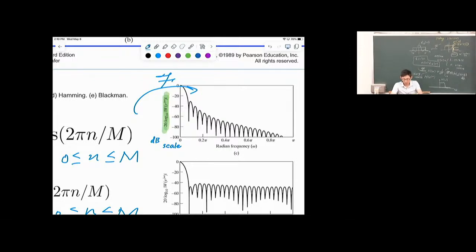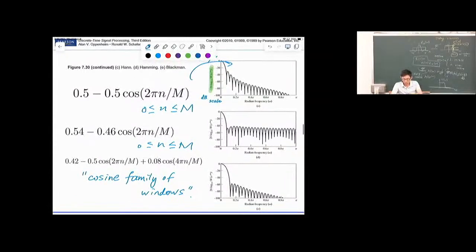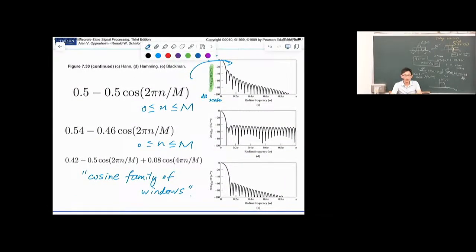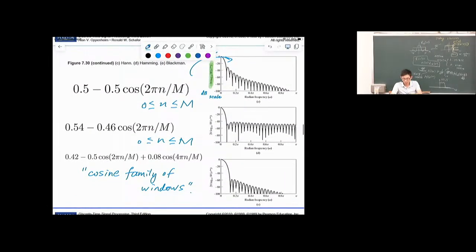We will come back to take a closer look, but I want you to spend some time to pay attention to the difference. What do you notice in terms of main lobe and side lobe when they are plotted in dB scale? When we come back in 10 minutes, we will have a discussion together. So let's have a 10 minutes break.